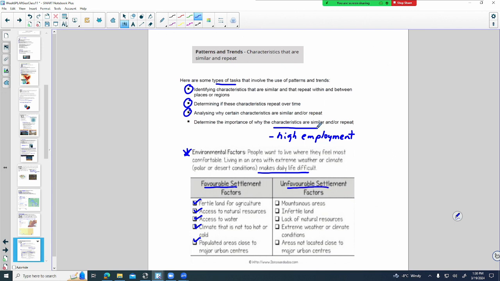Unfavorable settlement factors. So you might not find as many people in areas where there's mountainous areas, infertile land, lack of natural resources, extreme weather or climate conditions, and areas not located close to major urban centers.